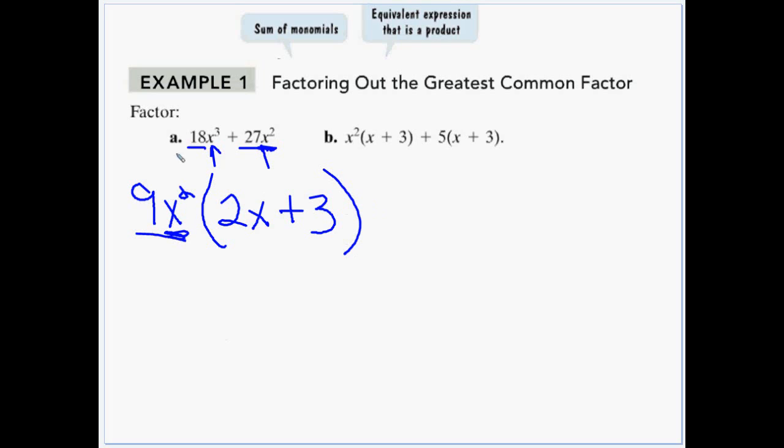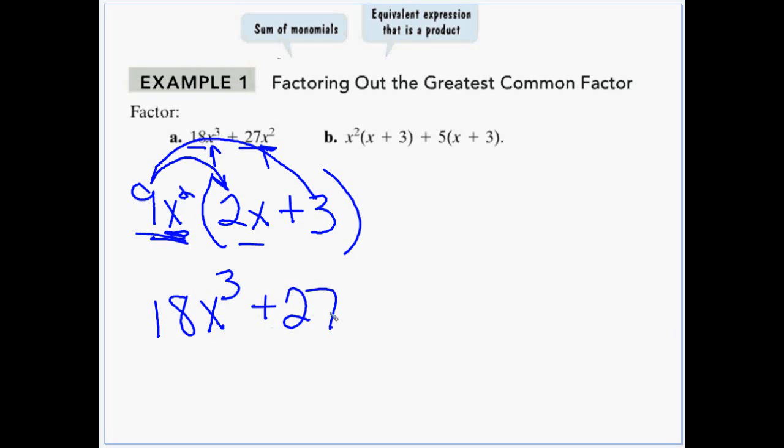If you're not sure if you're correct, we can distribute to see if we get back to the starting problem. So 9 times 2 is 18. X squared times x is x cubed. And then we distribute here to the 3. 9 times 3 is 27. And the x squared comes along for the ride.